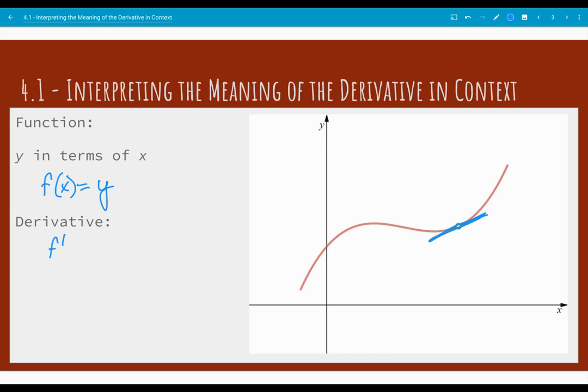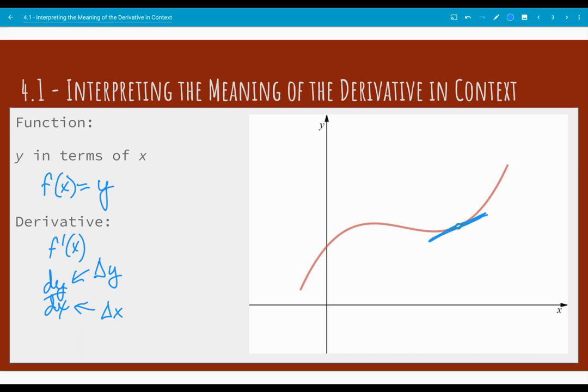We indicate the derivative either f prime of x, or we might say dy dx, which in the context of real world problems, I actually like the Leibniz notation, that differential notation, a little bit better. Remember, dy dx represents a change in y with respect to a change in x. But what we're looking at is a very, very small change in y with respect to a very, very small change in x.